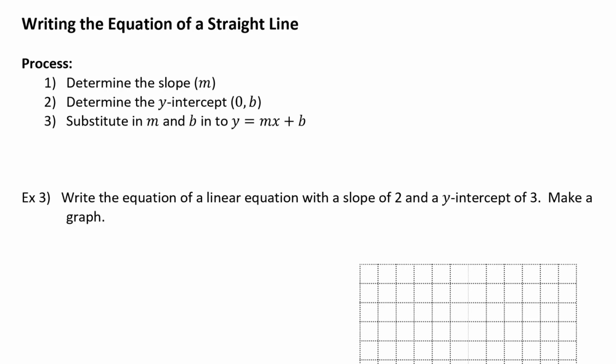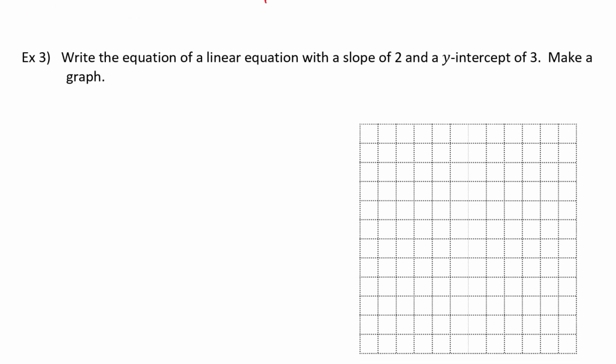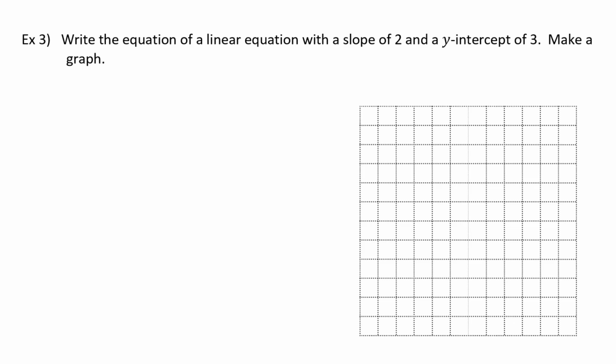So what's the process? Step number 1, find the slope. Step number 2, find the y-intercept. Then substitute your m and your b into your y equals mx plus b equation. Let's now look at example 3. So write the equation of a linear equation, so it tells you it's a straight line, with a slope of 2 and a y-intercept of 3.